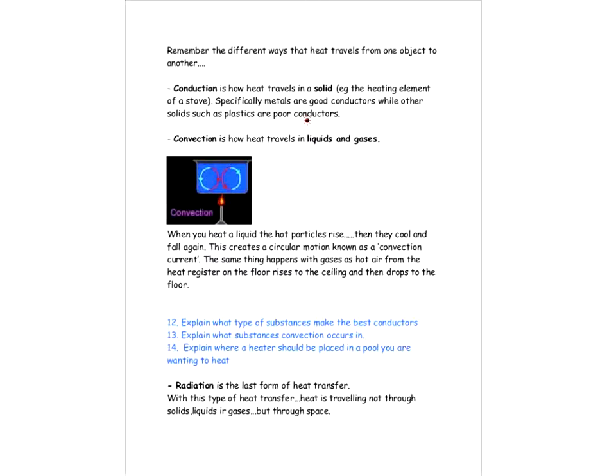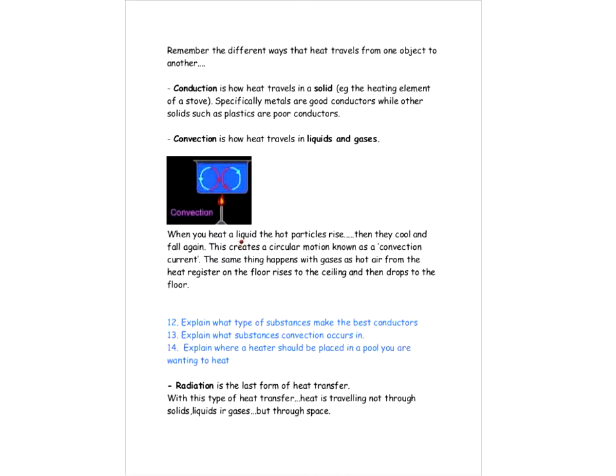There's another C word, which is convection, and that's how heat travels in liquids and gases. And when we think about convection, we think of a convection current going around and around in a circular motion. So when you heat a liquid, the hot particles rise, and then they cool. When they cool, they fall again. So you've got this continual cycle going on. So again, it creates a circular motion called a convection current. The same thing happens with gases as hot air from the heat register on the floor rises to the ceiling and then drops again. So again, convection current happens in both liquids and gases.